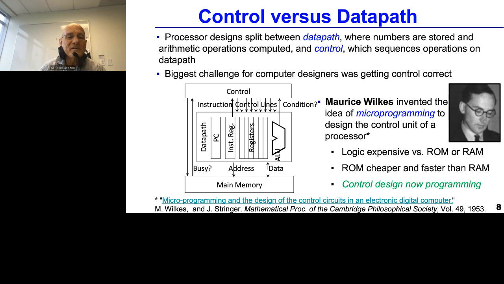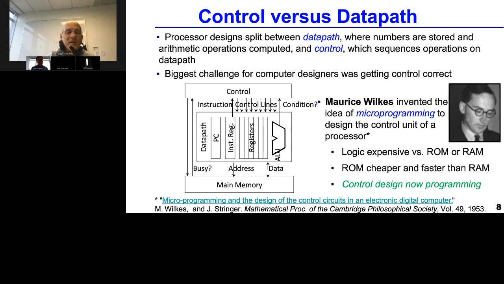Well, Maurice Wilkes, the second person to win the Turing Award, understood the difficulty of control, and he invented an idea to simplify control. He said, basically, since logic was expensive in his technology versus read-only memory or alterable memory, and read-only memory is cheaper and faster than RAM, let's specify control as a matrix, and we can think of those zeros and ones as programming, and he coined the term microprogramming. IBM liked this idea and decided to bet the company that microprogramming would let them have a single instruction set across all these classes of computers.